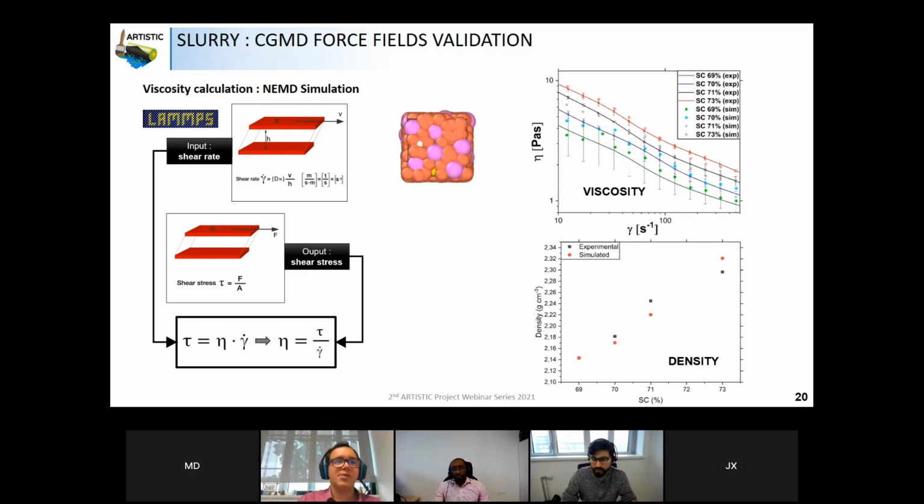Excellent, thank you. Maybe to add just a comment on Alain's answer: we also use particle swarm optimization and machine learning to fit the parameters, to accelerate the fitting of viscosity curves in particular.